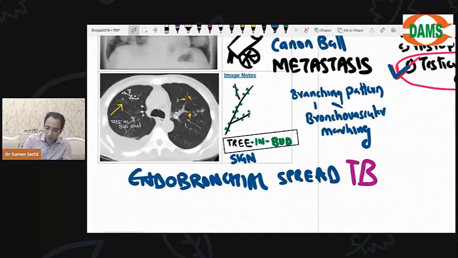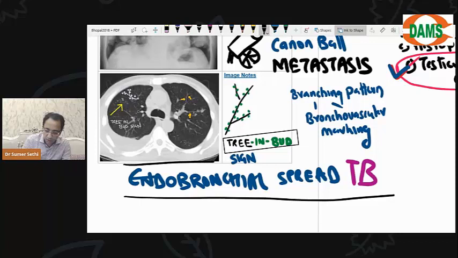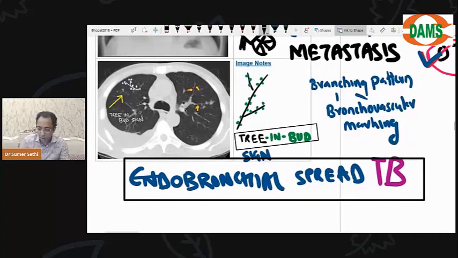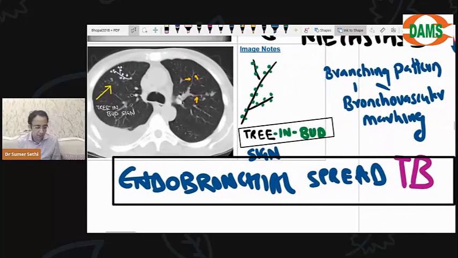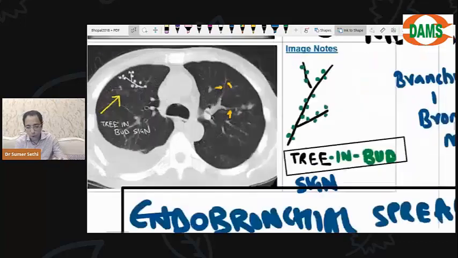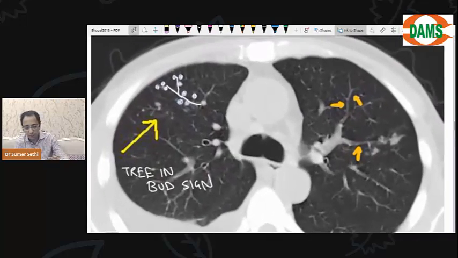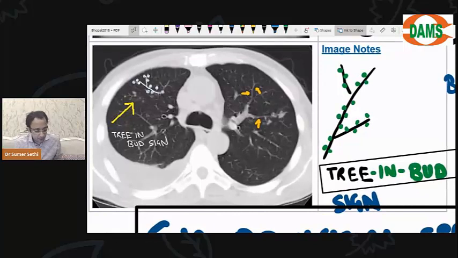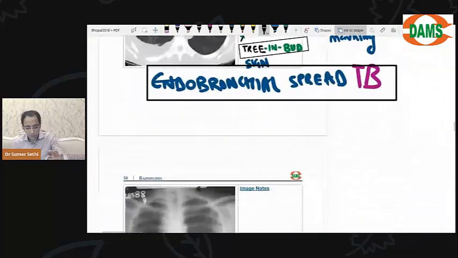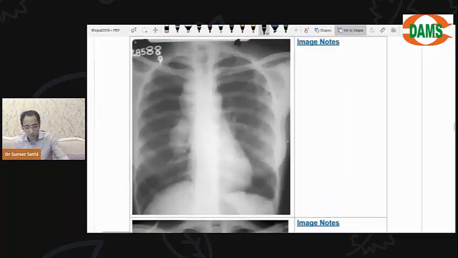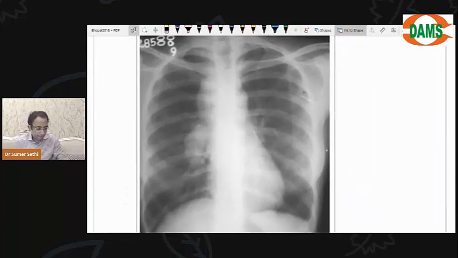So please see an answer. TB, if you have hematogenous spread, we have miliary appearance. But if you have endobronchial spread, the name is tree in bud sign. Tree in bud sign is seen in endobronchial spread of TB. So we see the origin of the word and why we are calling it like this. Okay. Before I go on, I also want you to appreciate one or two more findings.